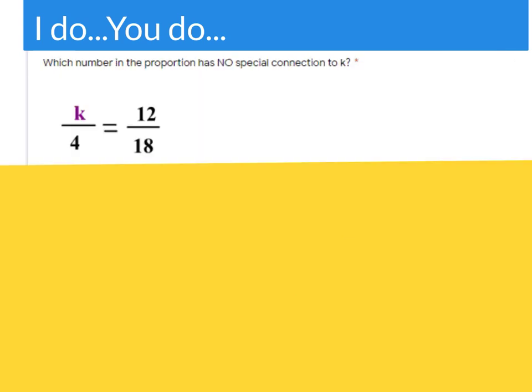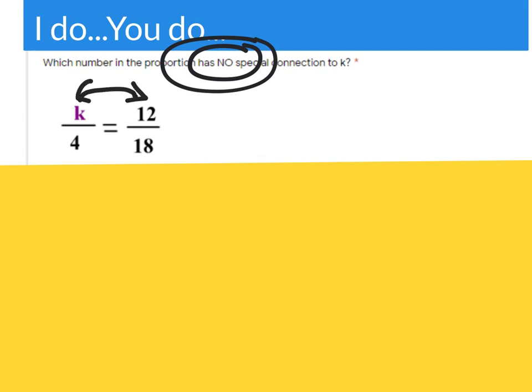This is just so you start to understand the connections that are inside a proportion. It says which number in the proportion has no special connection to k. Well, k is related to 12 because it's the same part of the ratio. It's the top of the ratio. And k is in a ratio with 4, so they're related. The one that k has nothing to do with is its diagonal.